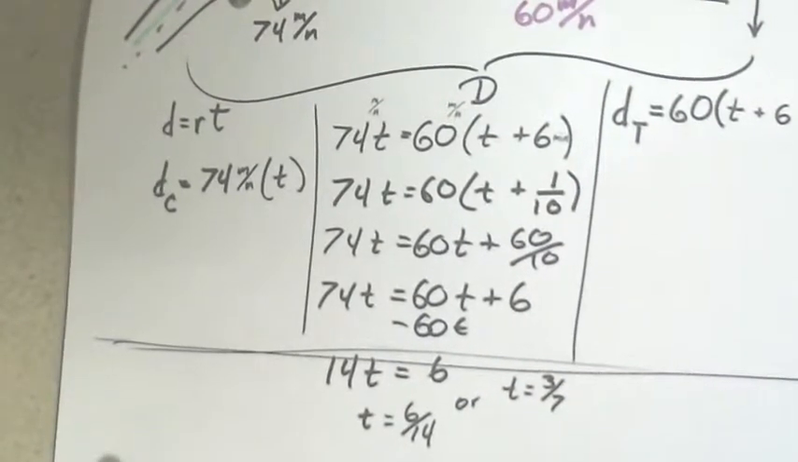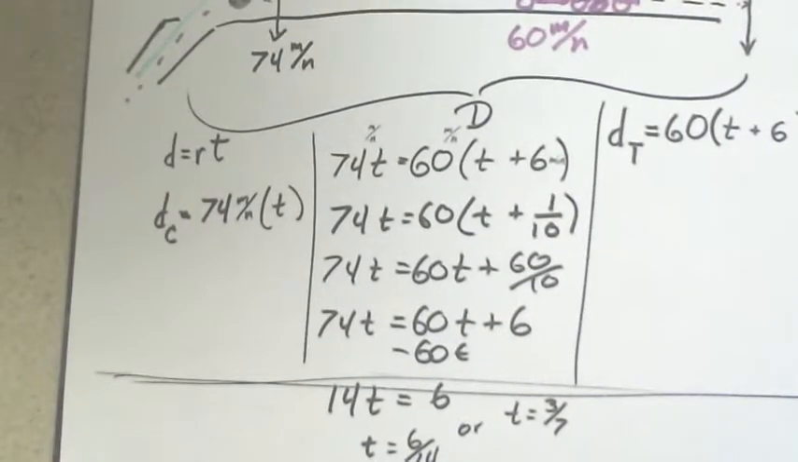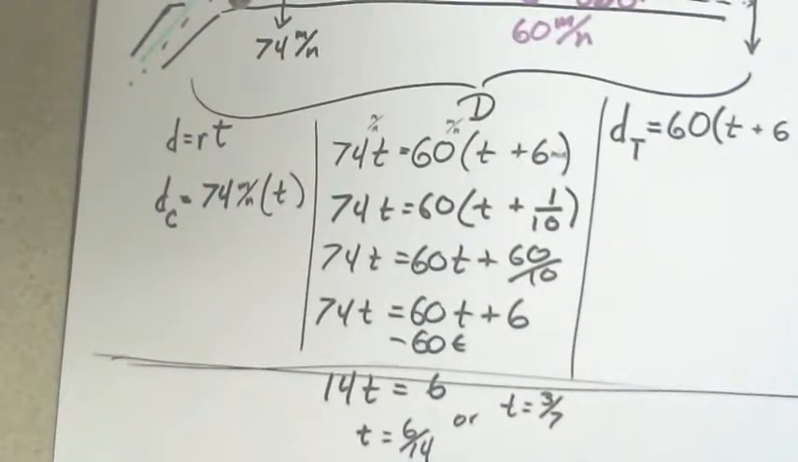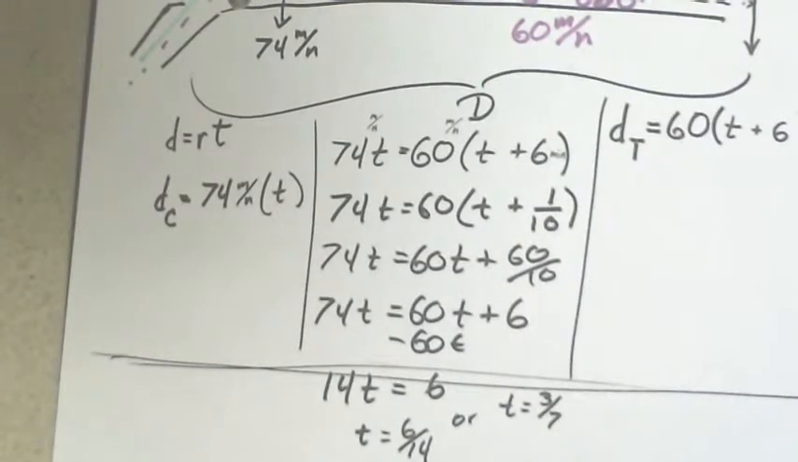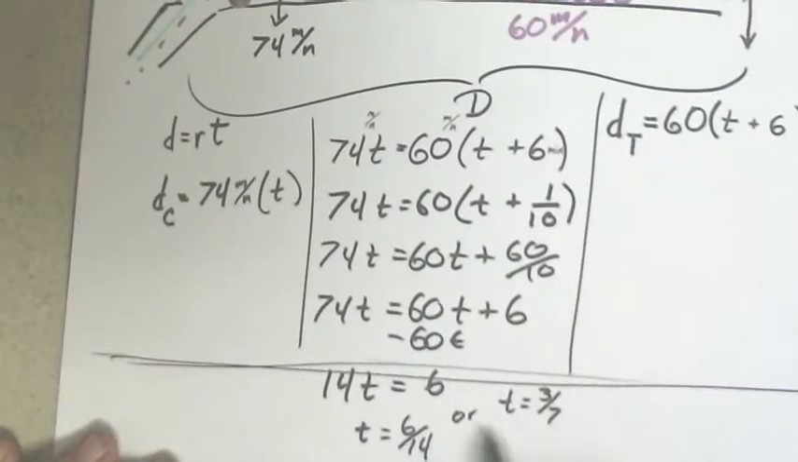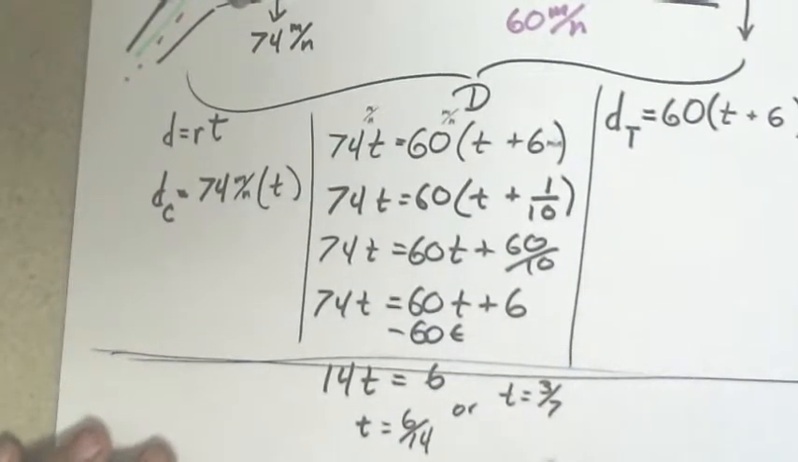Now 3/7 might seem like a strange answer, but remember that's 3/7 of an hour that it takes to catch up. So it's actually not 3/7 of a minute. Of course that didn't happen. But it didn't take hours and hours and hours either. So this is in hours. So if you want to say, hey, it took 3/7 hours, that's fine.